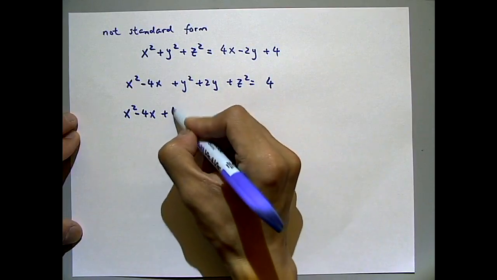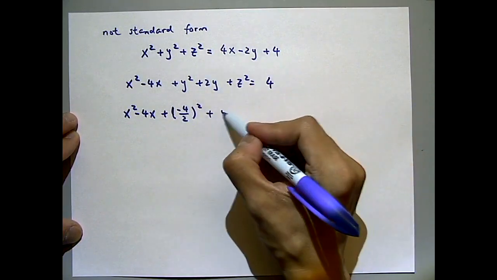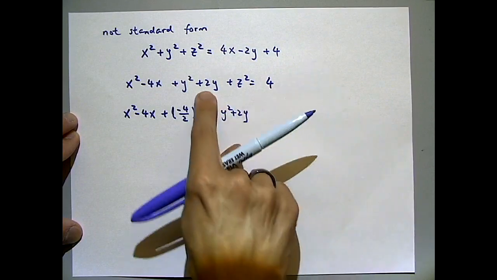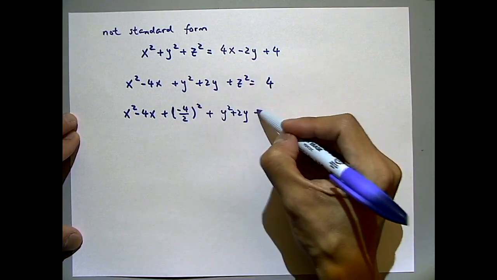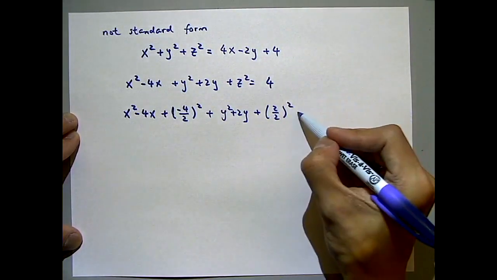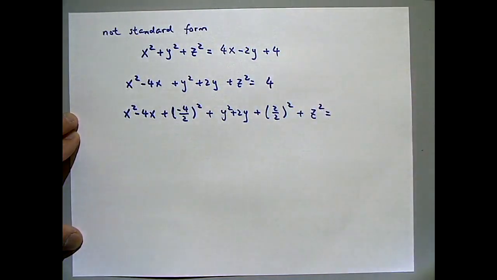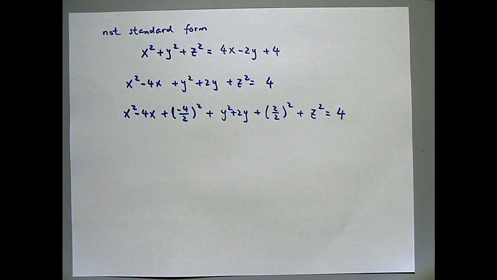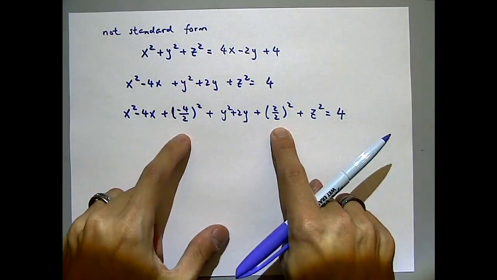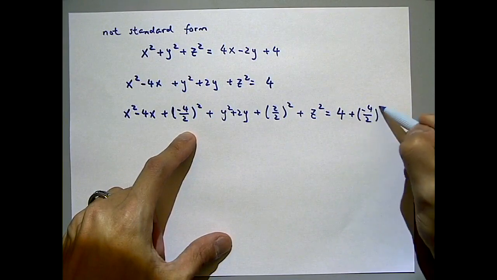So we take minus 4 over 2 squared. Same thing with y. We look at the coefficient of this y term. It's a 2. We divide that by 2, square that, and add it to what we got already. Z is fine, so we're not going to do anything to that. Is that right? What did I leave out? Right. I did one thing to one side of the equation. I have to do the same thing to the other side. There we go. Very good.